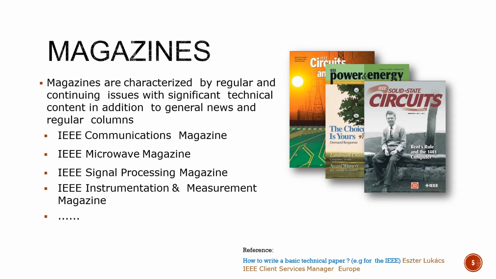Examples of these are the IEEE Communications Magazine, Microwave Magazine, Signal Processing Magazine, Instrumentation and Measurement Magazine, and others. Usually in every society, you'll find that they have journals and at least one magazine to address the new issues and related topics. But they have some technical depth, and in addition to that, they have news and regular columns.